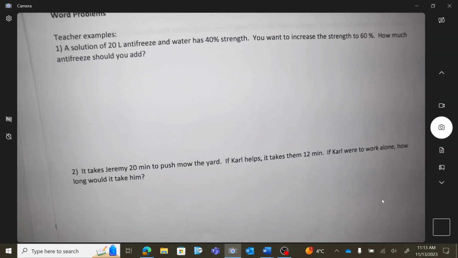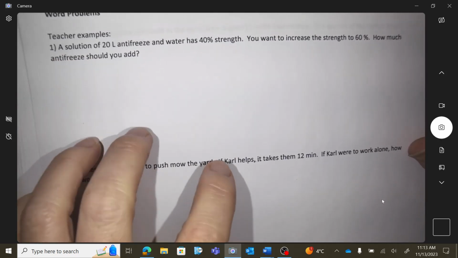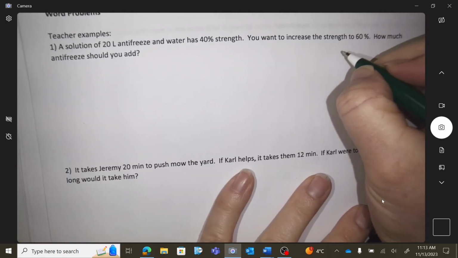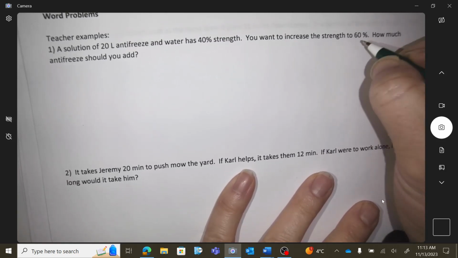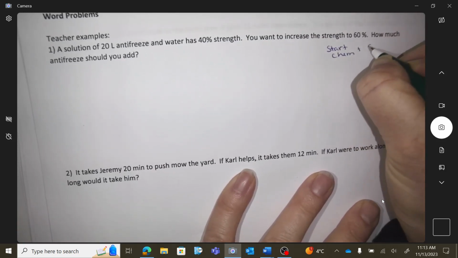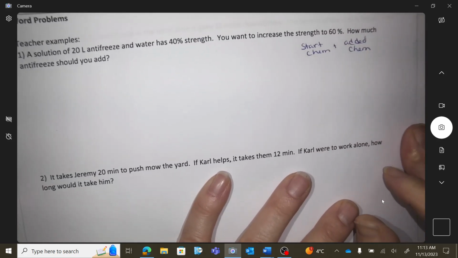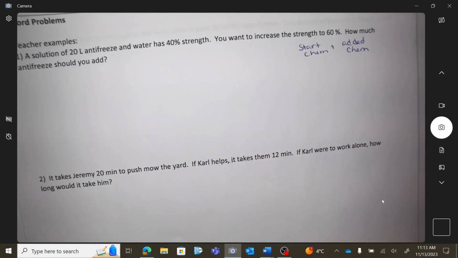Okay, so we're going to have different types of word problems in this unit. I'm going to give you strategies for each. Okay, so this is what I would call a chemical question. Here is the method that we're going to use to solve this. We're going to start with chemical in a jug.